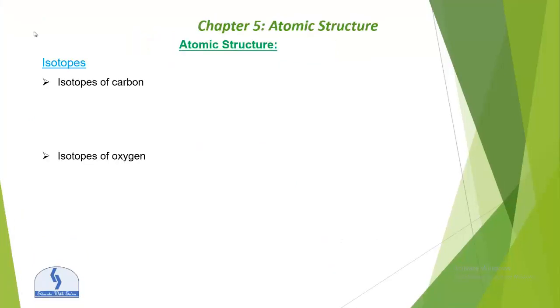Okay, now we have discussed the isotopes of carbon in the previous slide. Now the isotopes of oxygen. There are three stable isotopes of oxygen. O16 exists in nature at 99.76%, and the other isotopes are O17 and O18. So these are the three isotopes of oxygen. You can draw the structure of that by yourself.